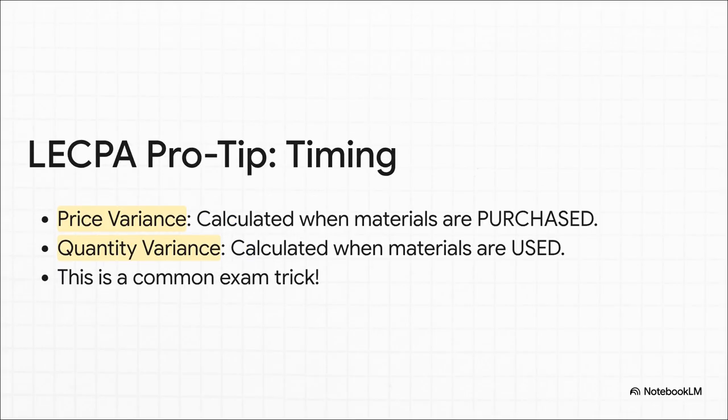Okay, listen up, because this is a total pro-level tip. It shows up as a trick question on exams all the time. The price variance is calculated based on the materials purchased as soon as they're bought. But the quantity variance, that's calculated later, based on the materials actually used in production. This system holds the purchasing manager immediately responsible for their decisions. You absolutely have to know this distinction.